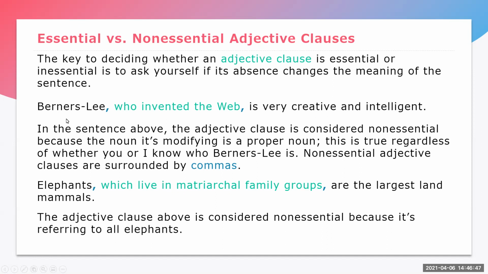So for example, in this first sentence, Berners-Lee, who invented the web, is very creative and intelligent. The adjective clause, who invented the web, is considered non-essential because the noun it's referencing is a proper noun. It doesn't matter if you and I don't know who Berners-Lee is, and therefore consider the information in the adjective clause to be essential. The idea here is that by using his name, you've made your noun specific. Thus, the information in the adjective clause is not needed to identify who this individual is further.